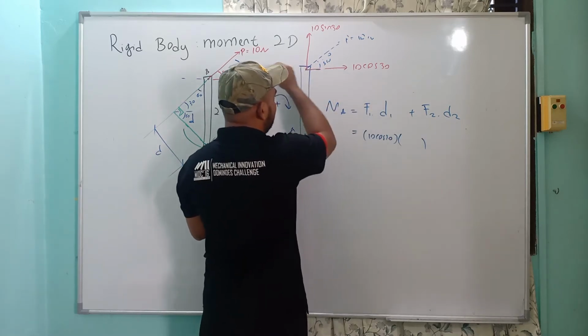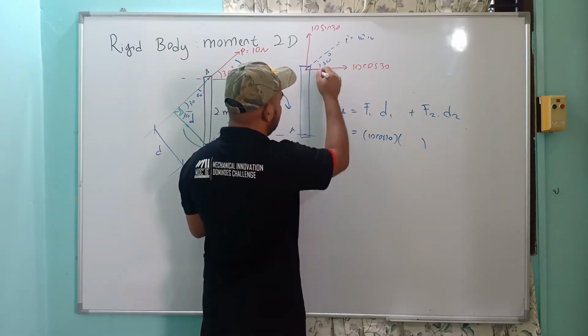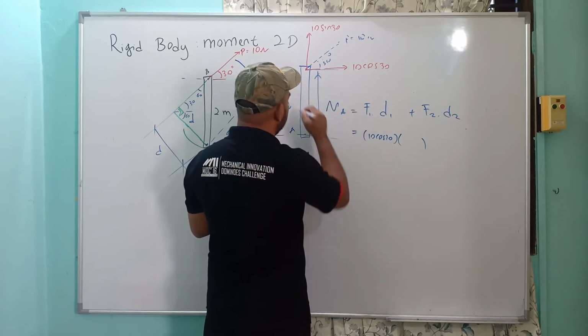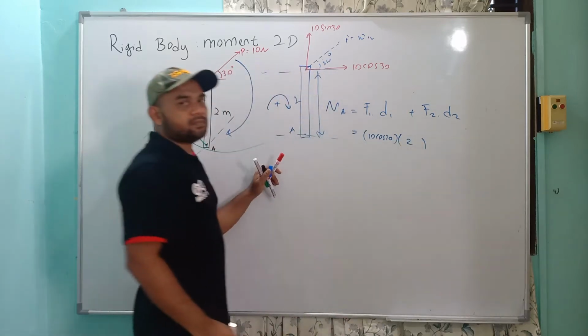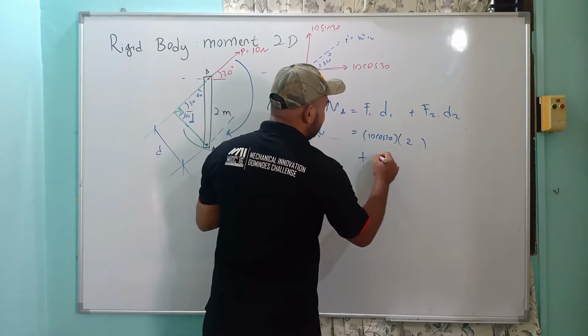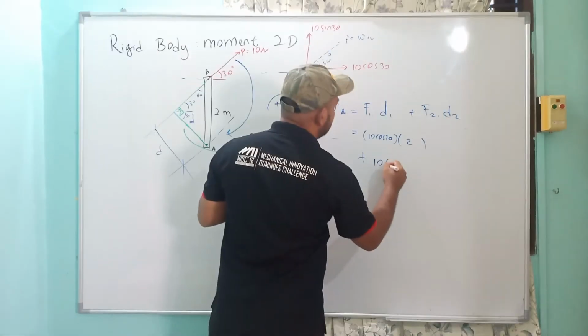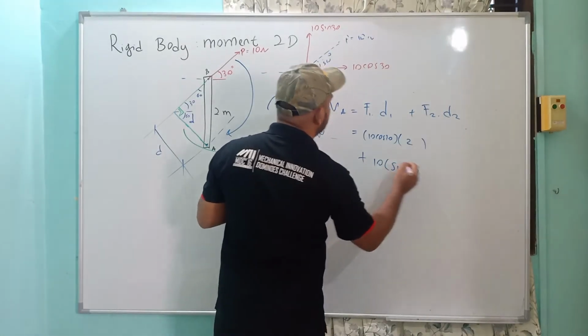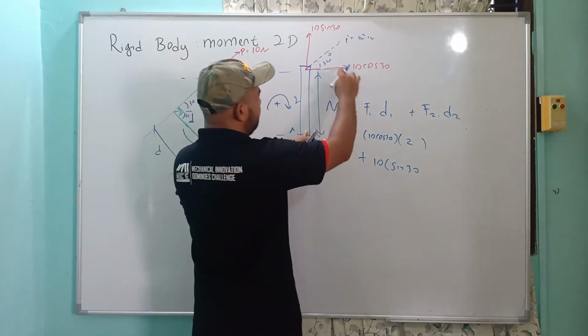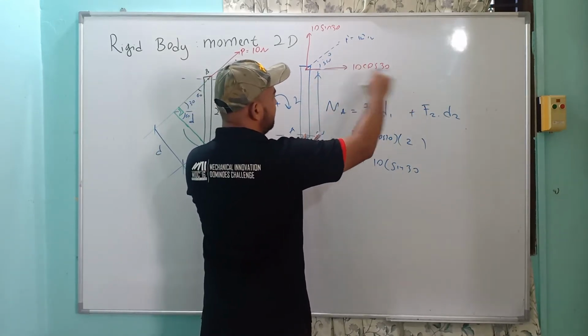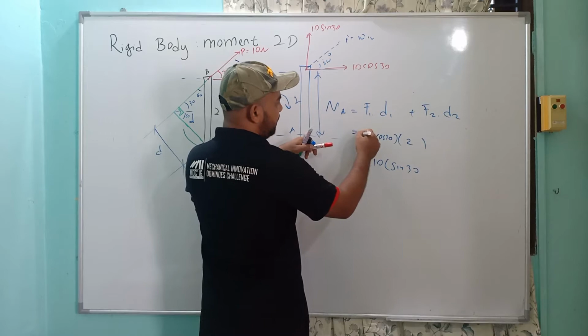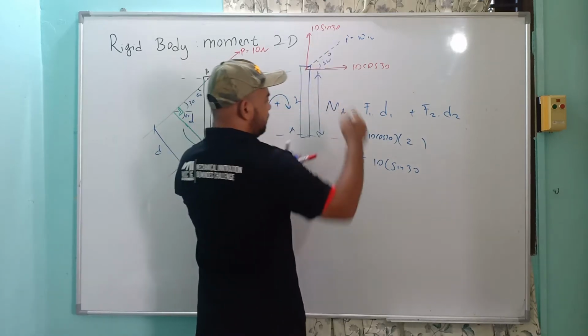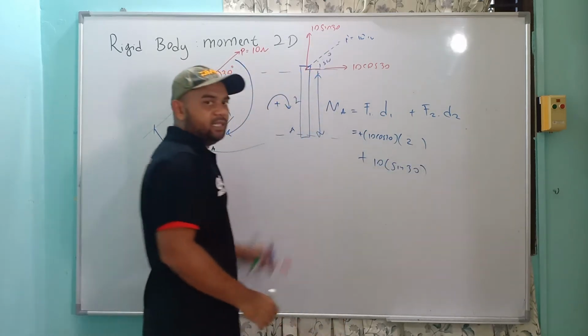The D, you make a line here, and this is the second line, 90 degree. This is the D, which is 2, times F2, which is 10 sin 30. Okay, so F1, put a pin here, pull this direction, it will turn clockwise. So I make it positive. This one, F2, 10 sin 30.